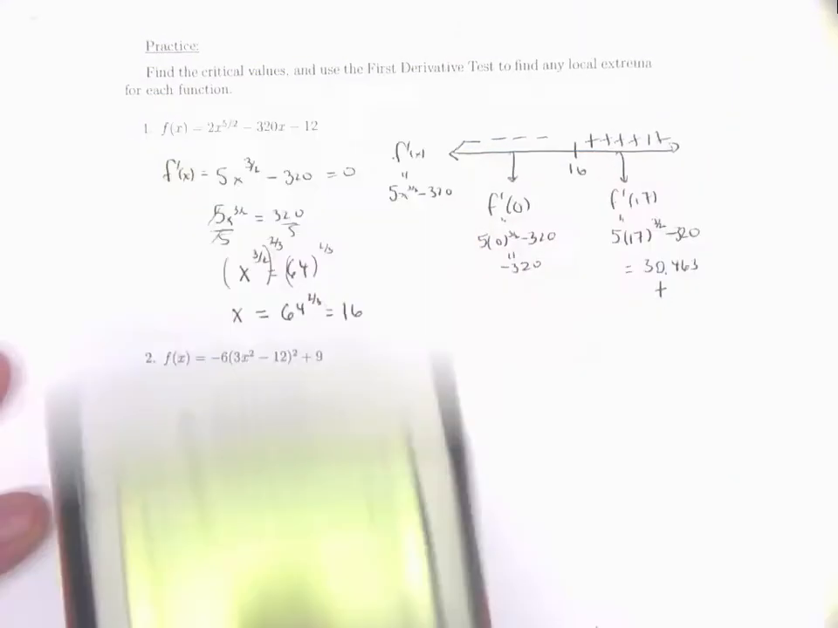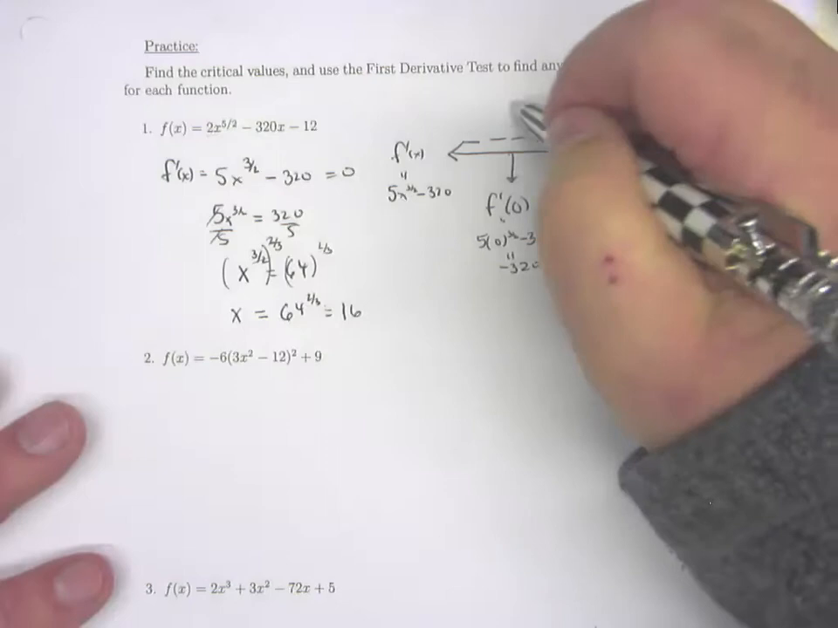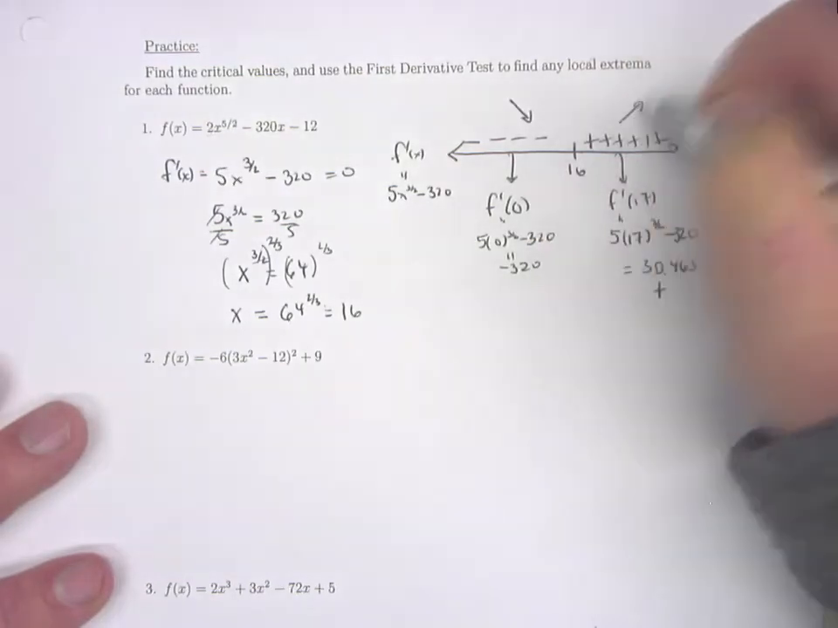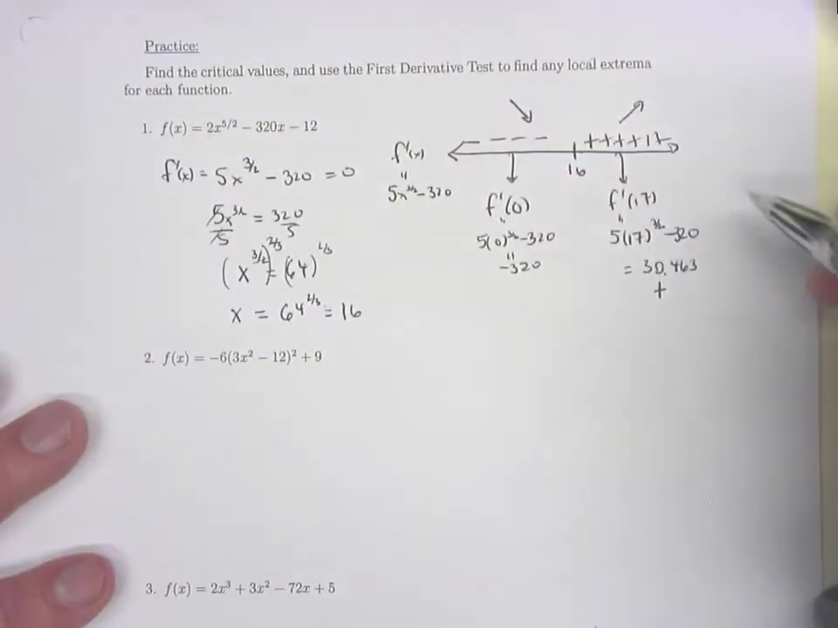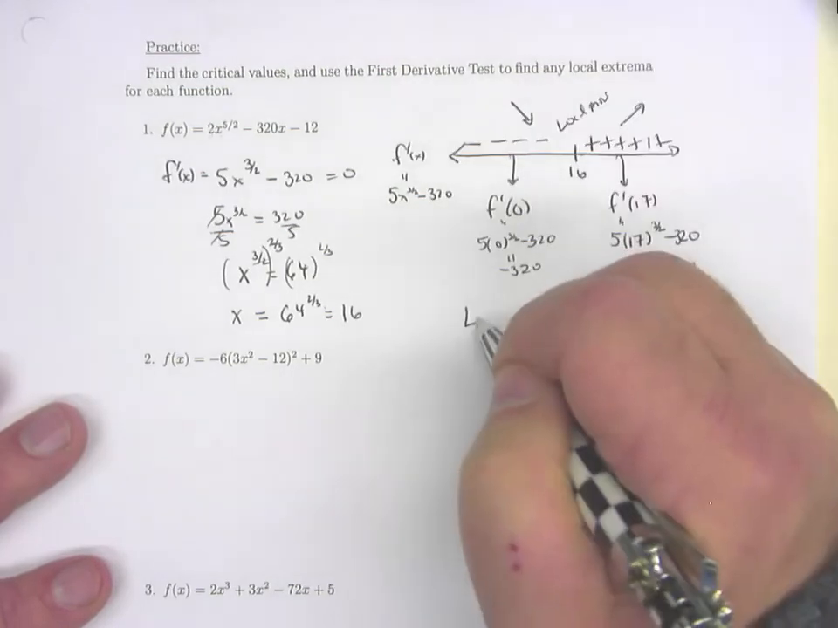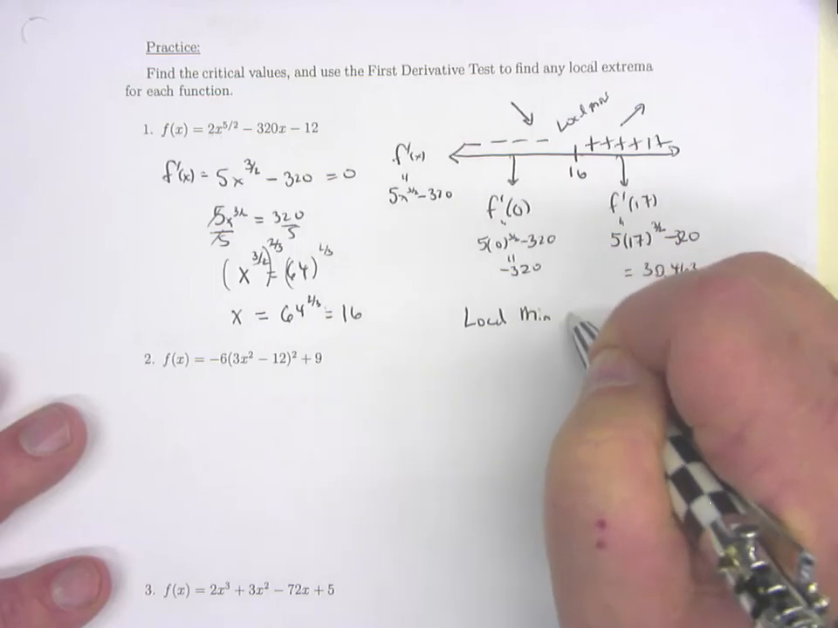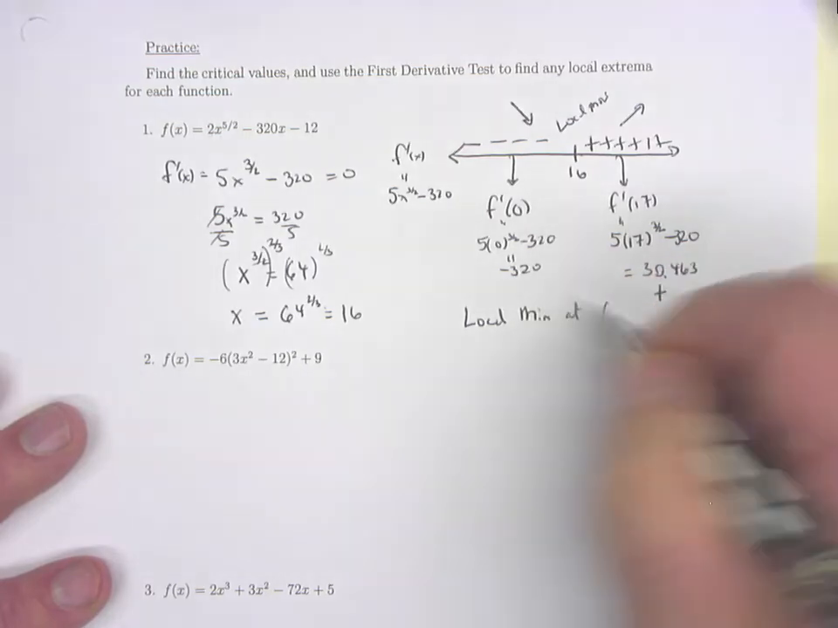So now, from my analysis of the number line here, what do we got? We're going down, we're hitting our critical point and going back up. What does that mean we got? We got a minimum, local minimum. So we have a local minimum at, and my point would be x is 16.